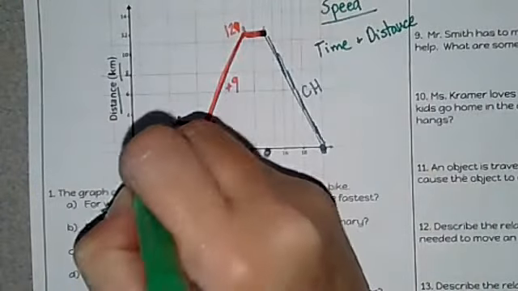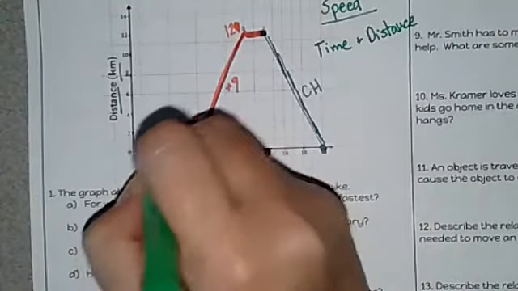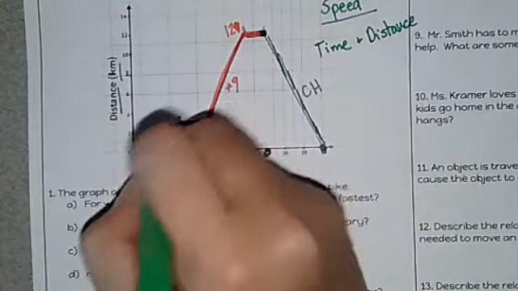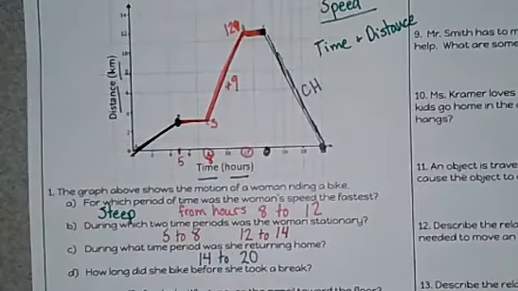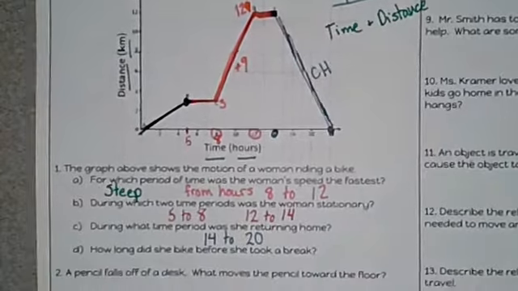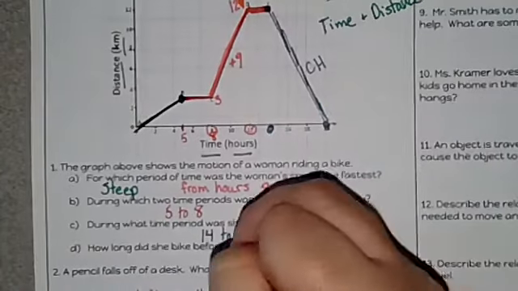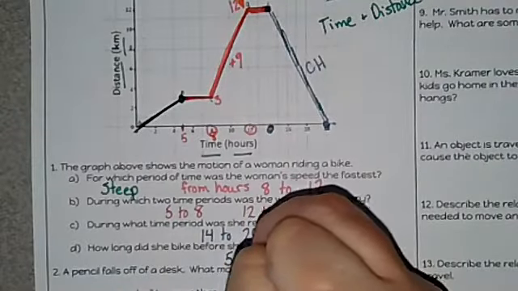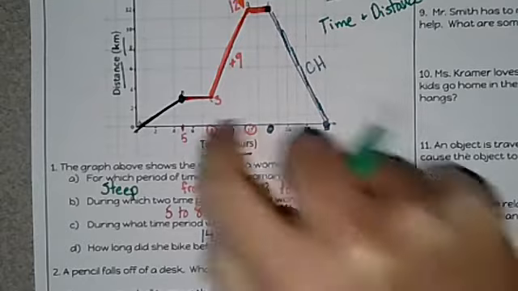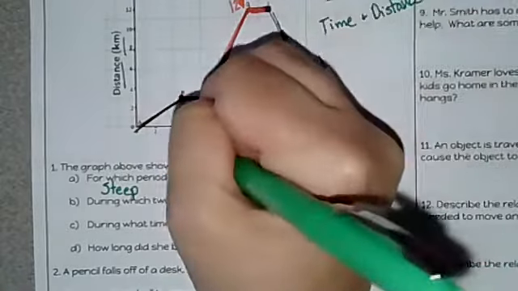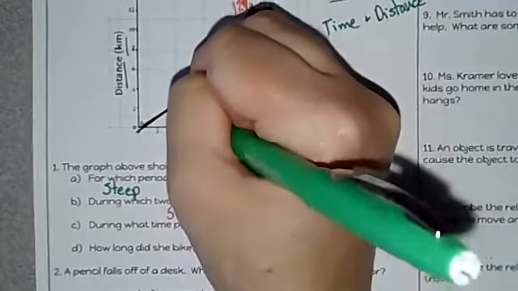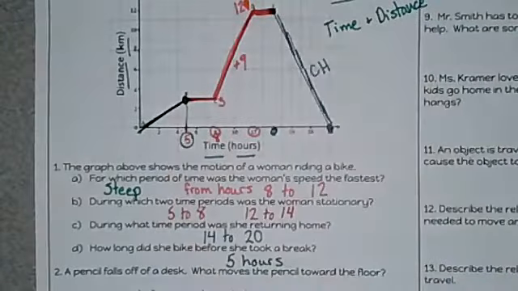So this section right here is where she was riding at first. How long did she ride before she took a break right here at B? What do you think, Sid? Yes, she rode for 5 hours before she took a break because she went from A to B, which corresponds with 5 hours. B corresponds with 5 hours.